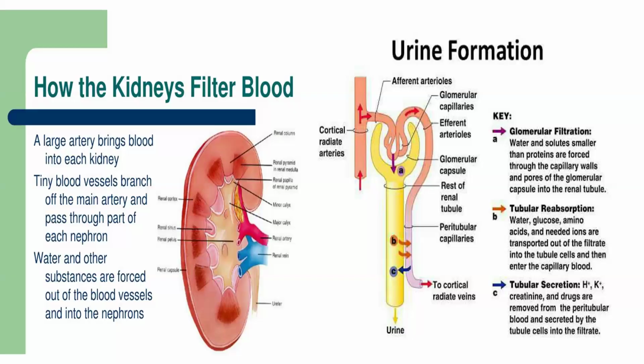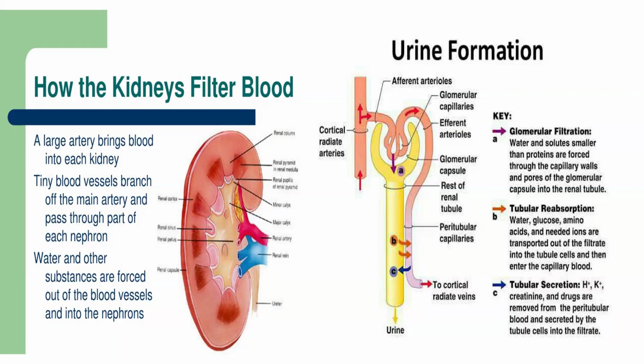All right, let's look at the kidneys. So kidneys are supposed to be filtering and reabsorbing in the body the nutrients that we need, and getting rid of those wastes that we don't need. Okay, so you have some blood flow going in there. You have a large artery that's bringing the blood into each kidney. And then you have also tiny vessels that are going to branch off there and go to the nephrons. The nephrons are those workhorses that do the actual filtration process. Okay. And then water and other substances will be forced out of the blood vessels and into those nephrons.